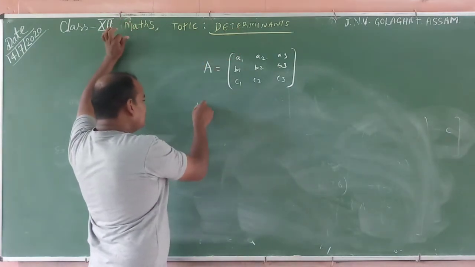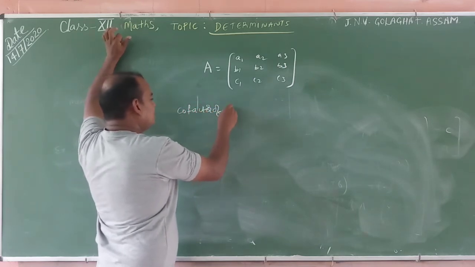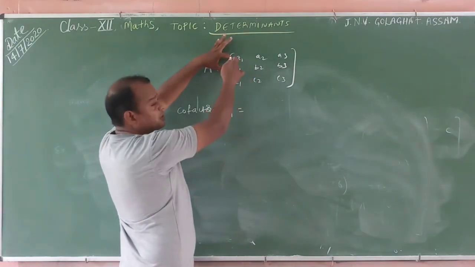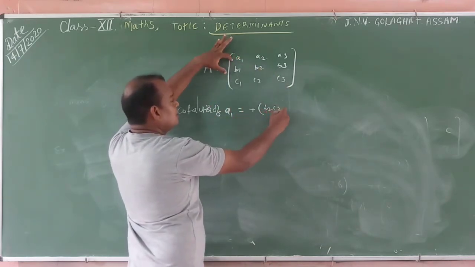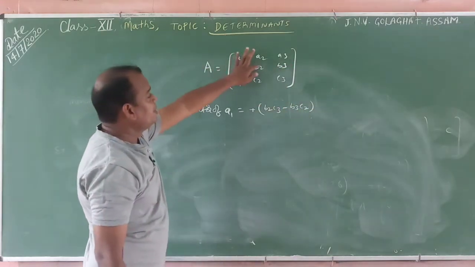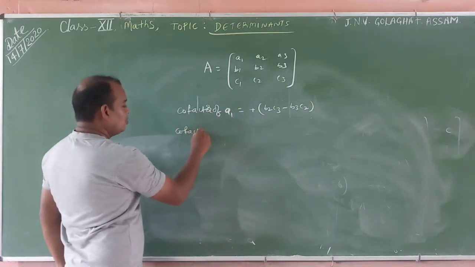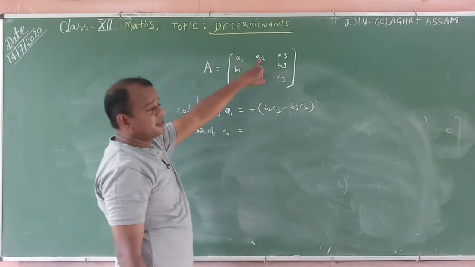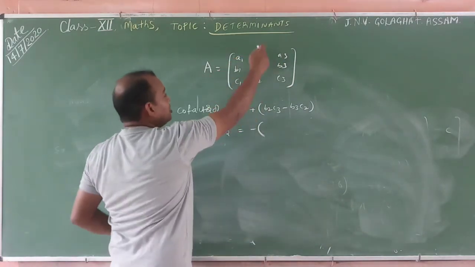Now, first, cofactor of A1. Cofactor of A1 means deleting the row and column. This is first row, first column, which means positive, in front of the positive, no problem at all. B2C3 minus B3C2. B2C3 minus B3C2, 100%. Next, cofactor of A2. Cofactor of A2 means this is present in first row, second column, which means 100% negative. Why negative? Because minus 1 power i plus j. Deleting the row and column. B1C3.